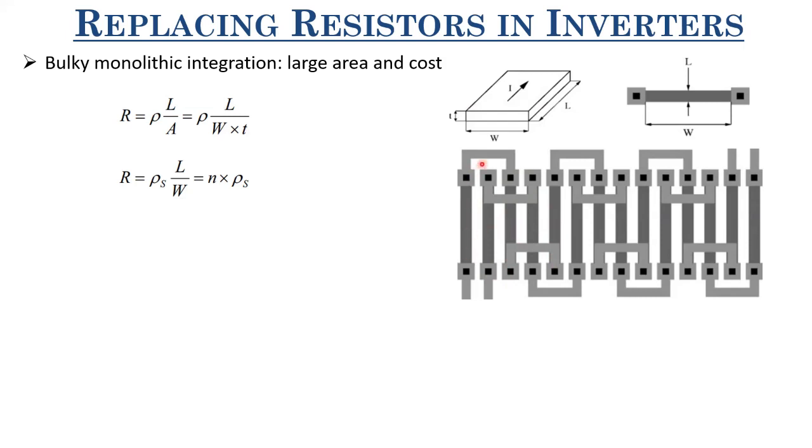But since we have to use this serpentine kind of structure, we have a very large resistance to realize. So what we do is we connect alternate ones of these individual resistances. And by doing that, we are trying to reduce the mismatch error. So this kind of connection is called interdigitated connection.